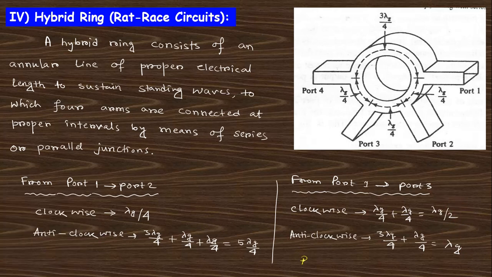So the path difference you can see is lambda g minus lambda g by 2, which is lambda g by 2. Here the path difference is 5 lambda g by 4 minus lambda g by 4, that is 4 lambda g by 4, that is lambda g. So in that case the path difference is lambda g, so the phase difference will be 2 pi.